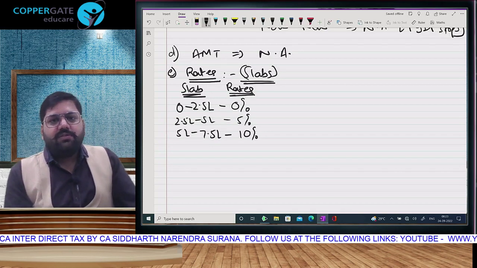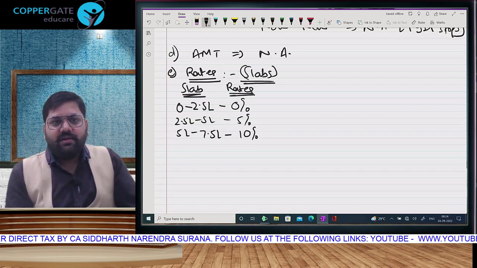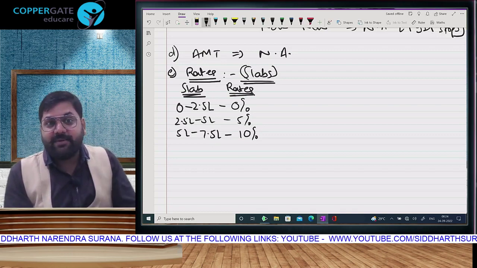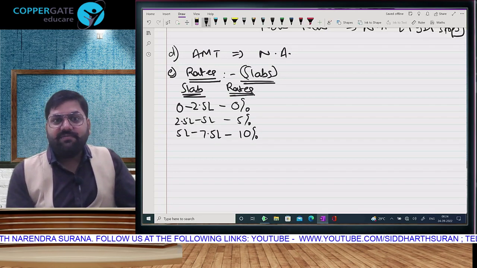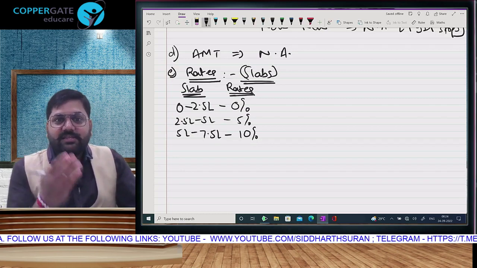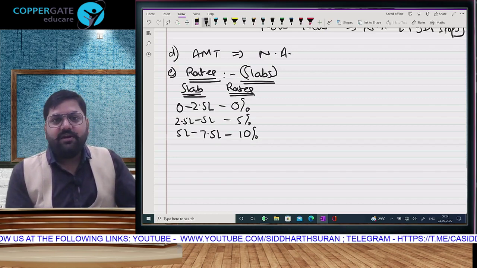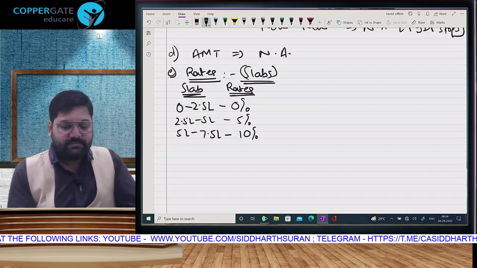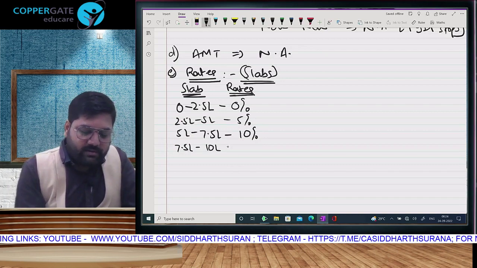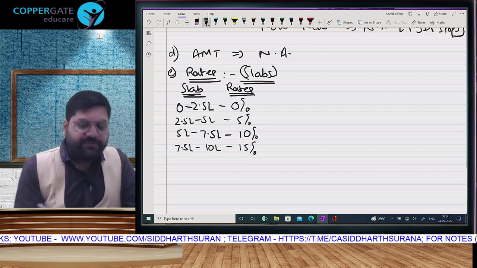So do we know there was no 10% rate at all in the old regime? After 5 lakh in the old regime, the rate of tax is 20%. But here we will levy only 10%. So is the assessee saving something here? That's the main feature of new regime, reduction in your tax rates. 7.5 to 10, 15%.